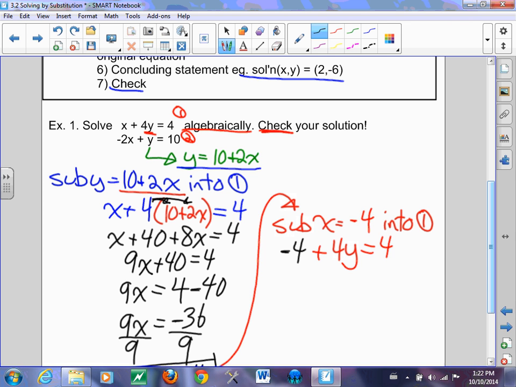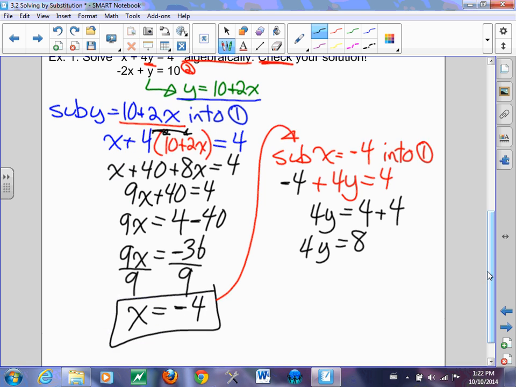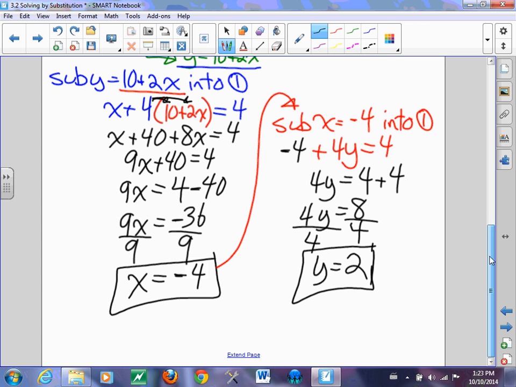Okay, now I'm going to solve for my y. So it's going to be 4y equals 4. Take the negative 4 over, becomes positive 4. So I end up with 4y equals 8. Divide both sides by what y is currently multiplied by, which is 4. So y equals 2. So now, folks, I have done all the work. I just need to do my therefore, solution x, y equals, make sure you go in order, negative 4 and 2.